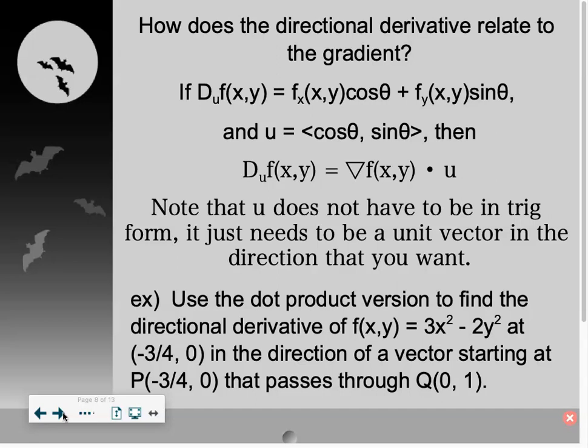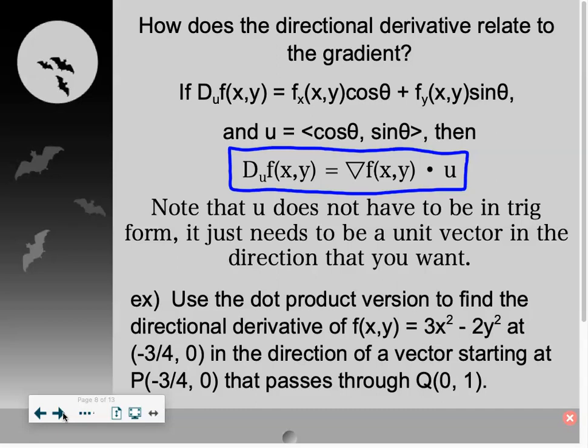So this actually kind of comes in handy for calculating directional derivatives, knowing this version of the formula, that it's just the dot product of the gradient and your direction. You think of u as your unit direction vector. Now, here's the part that I think is kind of nifty.